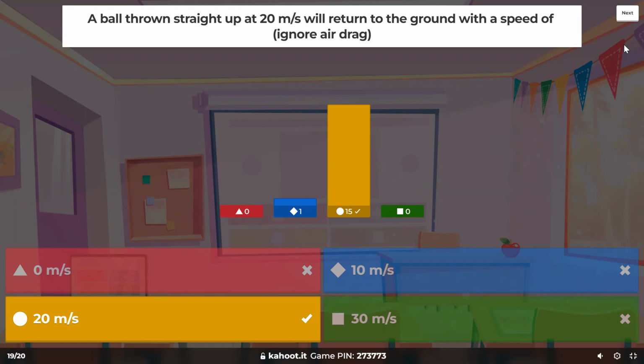Okay, so what's its total hang time? What time does it come back to your hand? What's the total hang time? 4 seconds, right? Because 2 seconds up, 2 seconds down. You guys got this, right? What's the maximum height?